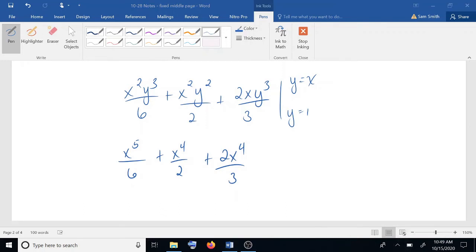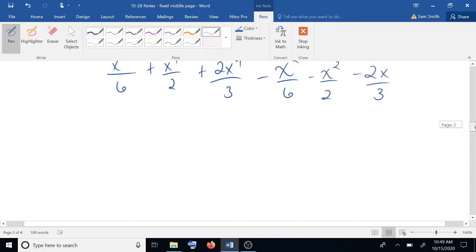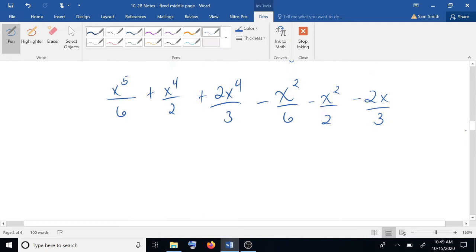Plugging in y equals 1, we get negative x squared over 6. Putting y equals 1 into the second term, we get negative x squared over 2. And plugging y equals 1 into the last term, we get negative 2x over 3. Okay, now there's a little bit of cleaning that we can do to make the next step easier. Let's combine some like terms.